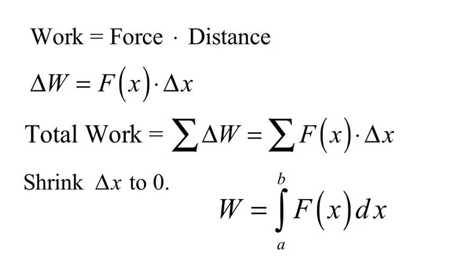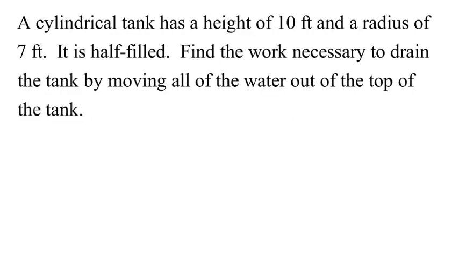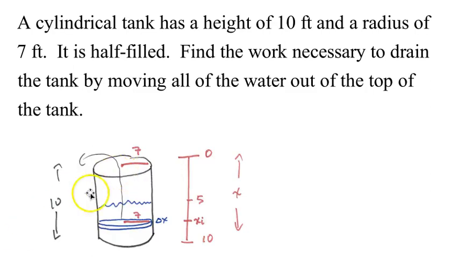And we're going to look at situations where we are pumping fluid out of tanks. So here's our first example. We have a cylindrical tank. It has a height of 10 feet and a radius of 7 feet. It is half filled, so that's up to the 5-foot level. Find the work necessary to drain the tank by moving all of the water out of the top of the tank. So let's have an image to work from. Cylindrical tank, 10 feet high, half filled, filled to the 5-foot mark. We want to find the work necessary to move all of the water out of the tank.